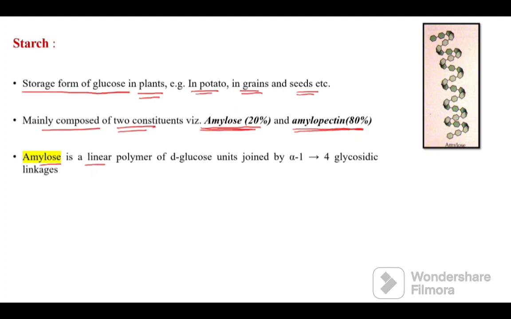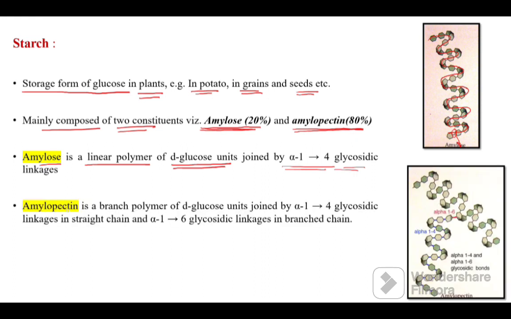This amylose is a linear polymer of D-glucose units. That is, the structure of amylose is that it has glucose units linked linearly, and the bonds which link these glucose units are called alpha-1,4 glycosidic linkages. And another constituent of starch is amylopectin.